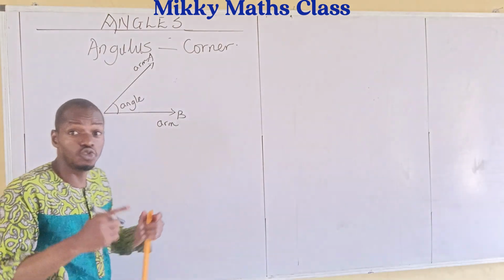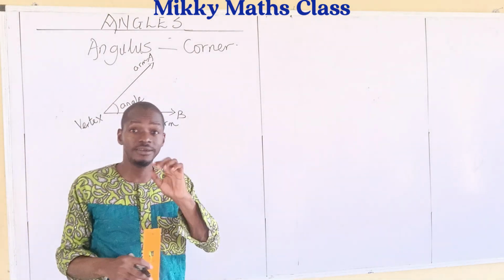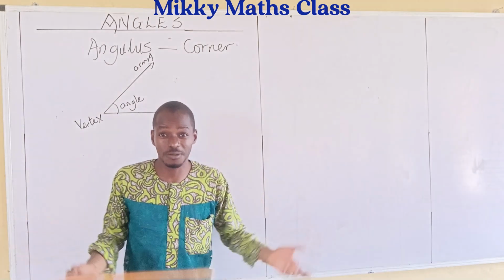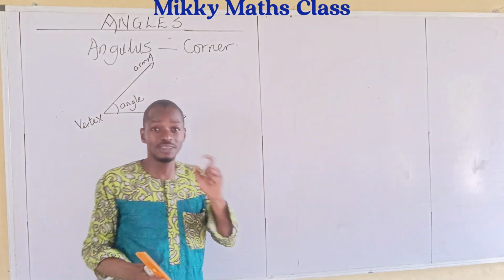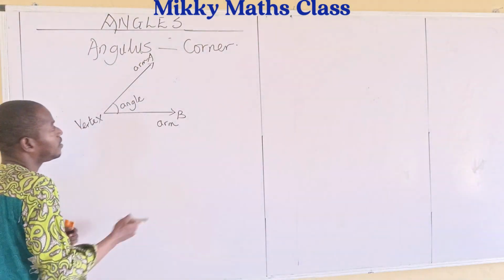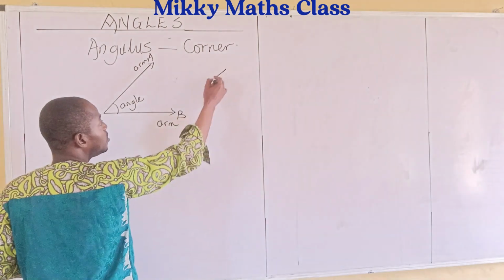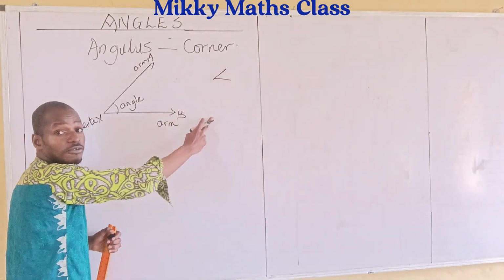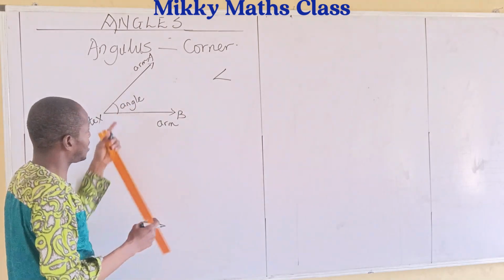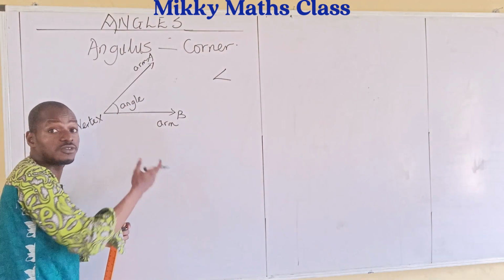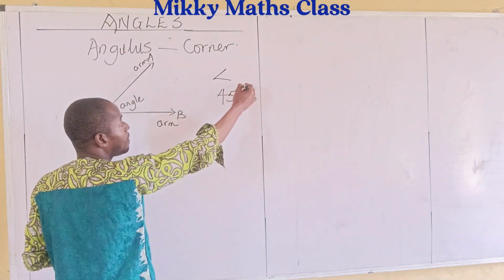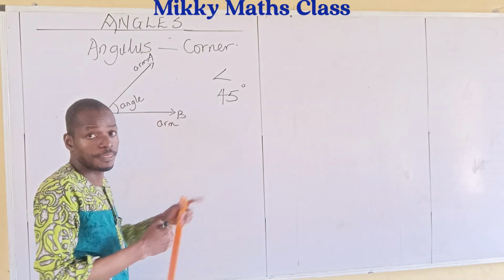Now, angles are usually measured in degrees. You can use a protractor to measure an angle. And this is the symbol of an angle. For example, if I measure this angle and I see that this angle, let's assume, is 45 degrees, I will put it like this, 45, and put this degrees.